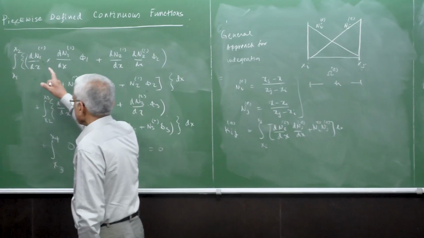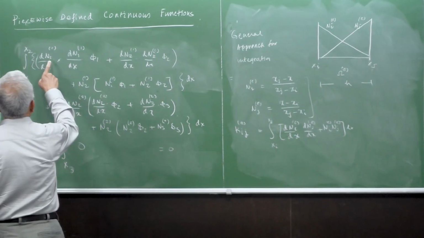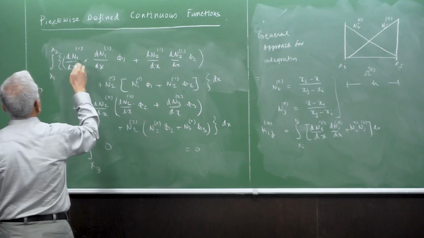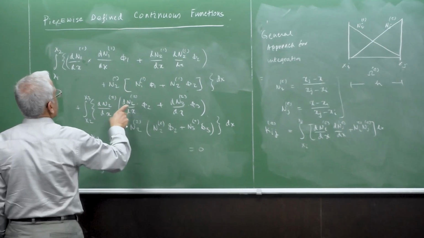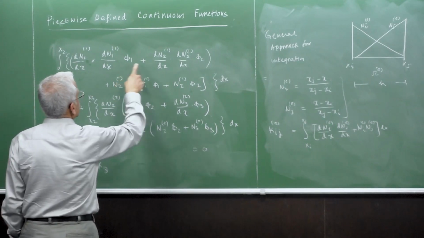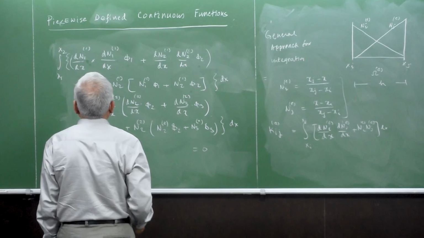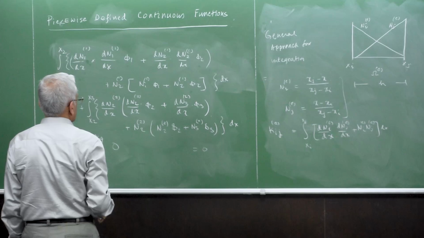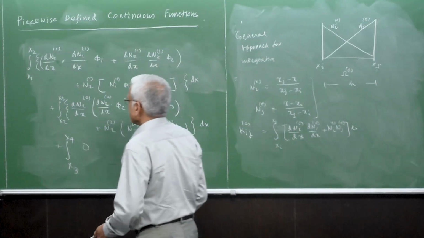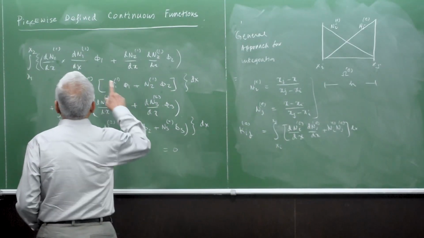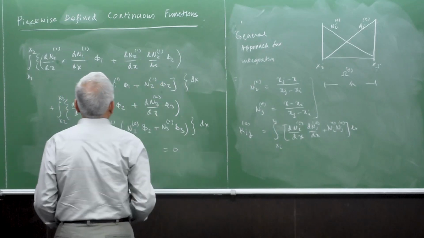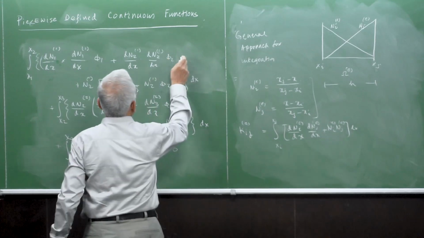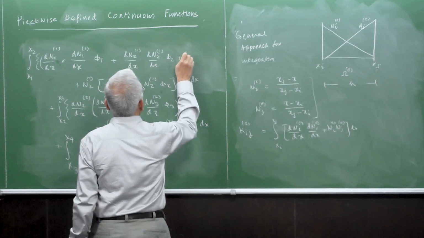So in this particular case, we are looking at taking Wi equal to N2. So this is dN2 by dx and so on. And here we have phi1, phi2. This is for x1 to x2, and then we also have, in fact, two more terms that need to be added here. I think this is a little incomplete.